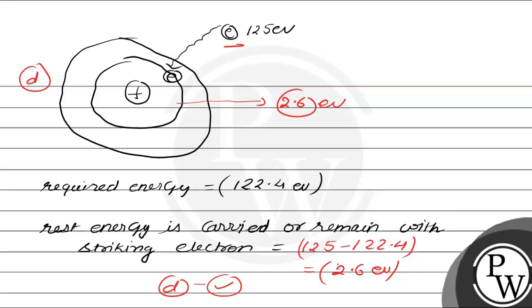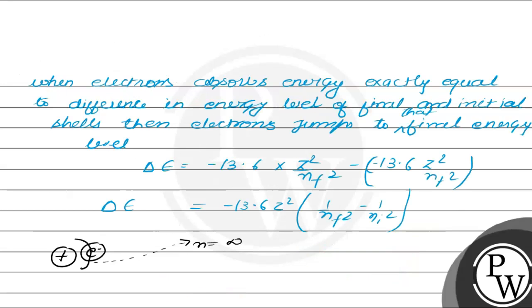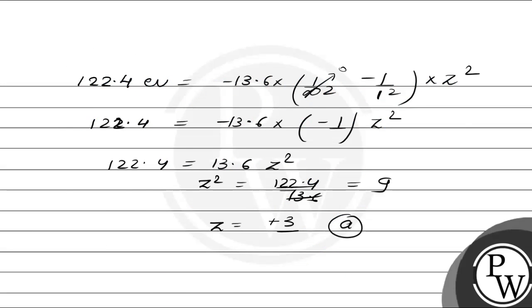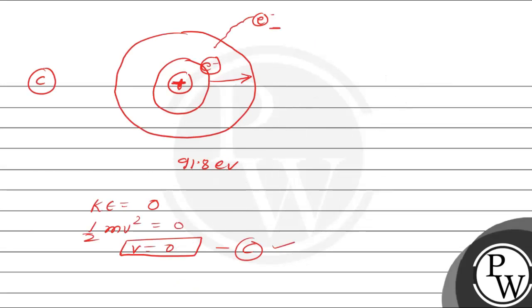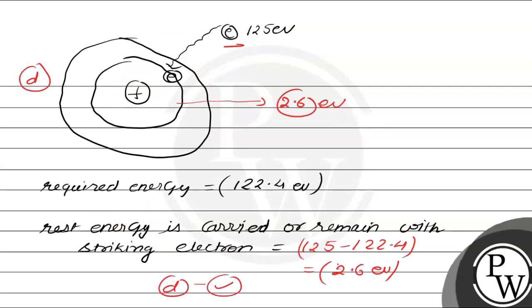So the correct options which we got in this question were option A, option C, and option D. So the correct set of answers of this question is A, C and D.